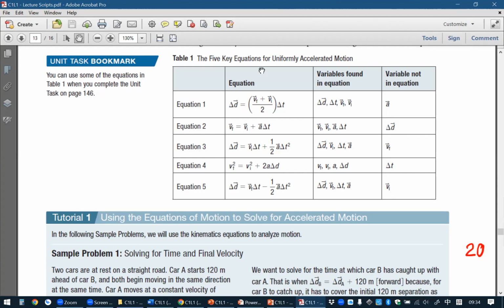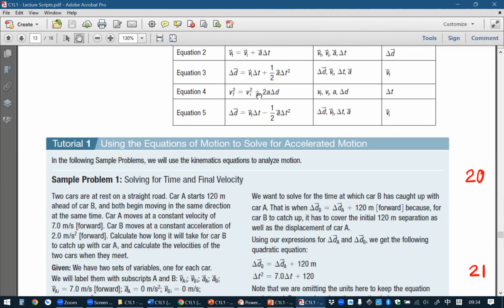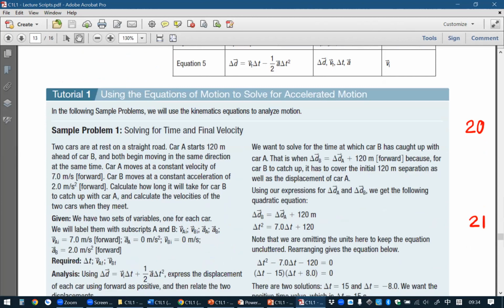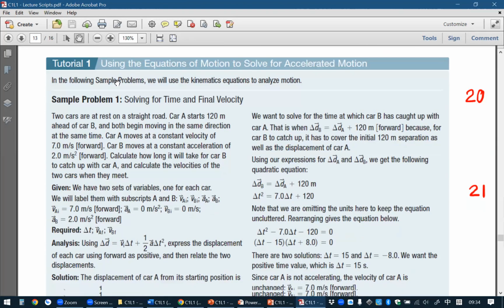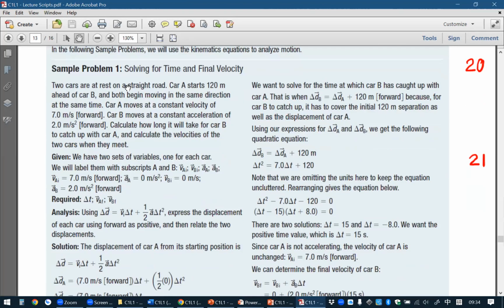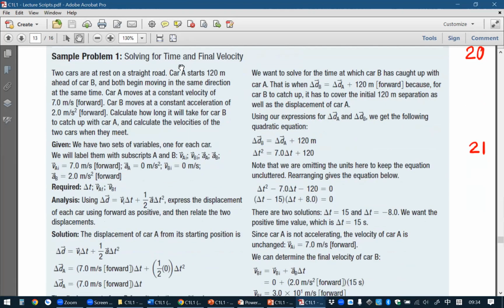Okay, any questions? Then let's have a look at a sample problem to have a look at how we can use these formulas to solve real world problems. Okay, so first of all, let's consider this problem, solving for time and final velocity.